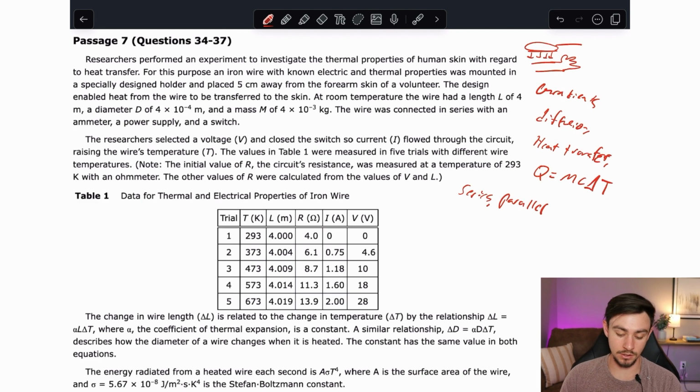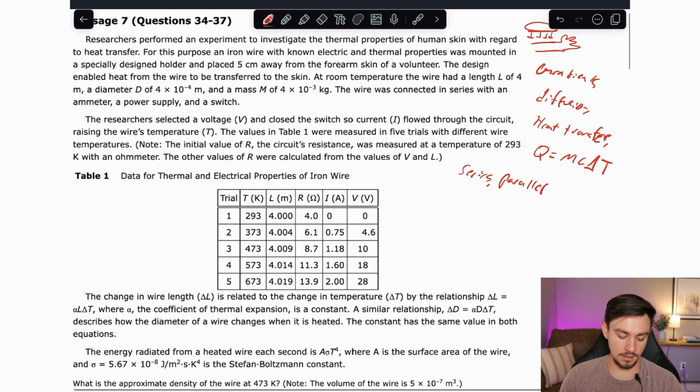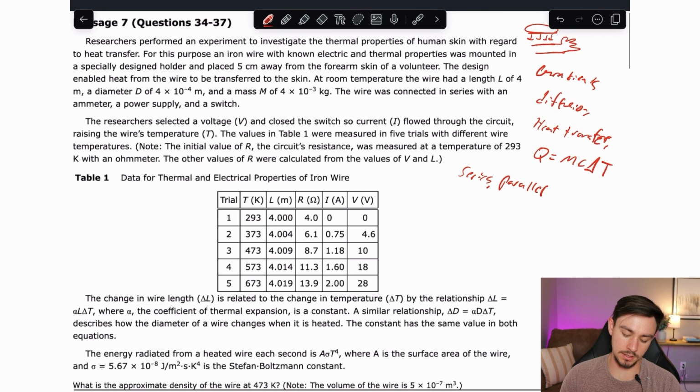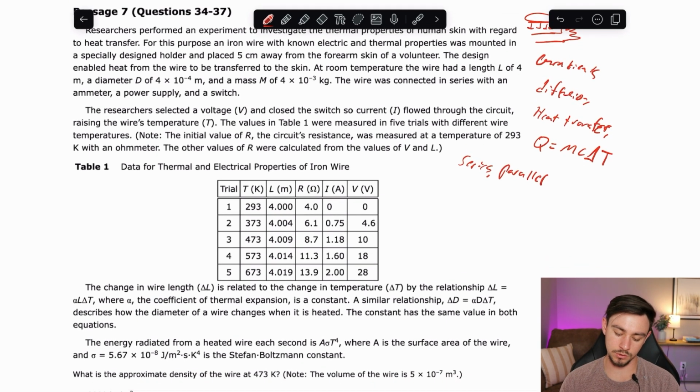So you need to be thinking of those in advance. With an ammeter, a power supply, and a switch. So what we're doing here is we're talking about circuits. Reading in between the lines, we're talking about circuits. The researchers selected a voltage and closed the switch so that current can flow through the switch, raising the wire's temperature. Okay, so if I see voltage and current, I'm immediately thinking of Ohm's law, right?